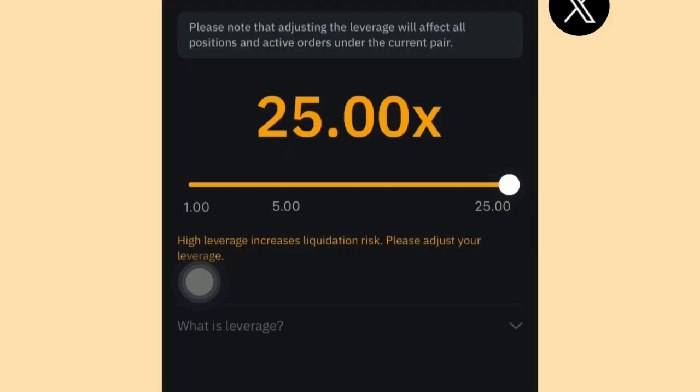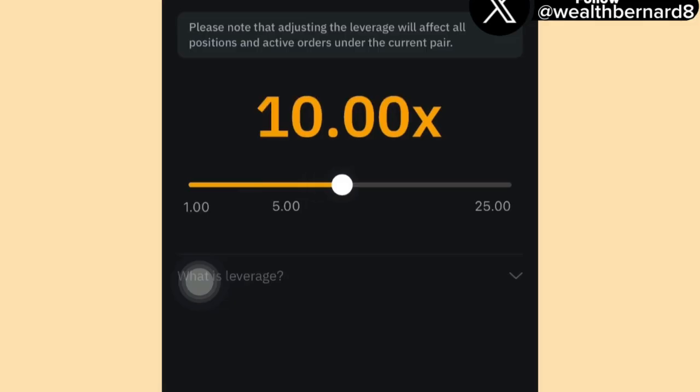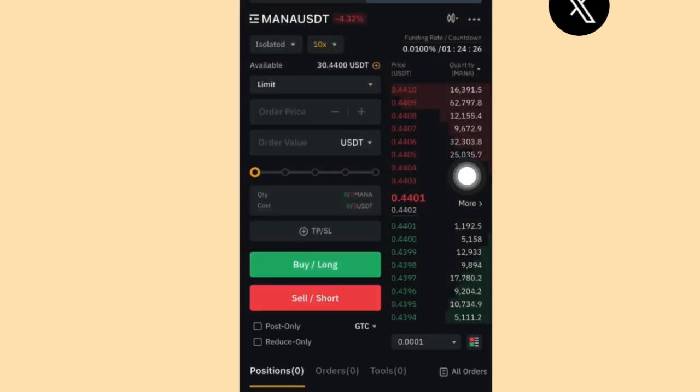I urge you right now, as a newbie, to use the 10x leverage. As a beginner, you use the 10x leverage so you get to manage your risk. If you want to go higher than that, it's on your own risk. You can go 10x, 15x, 20x, but as a beginner, 10x is good for you. So I'm going to leave this at 10x right now.